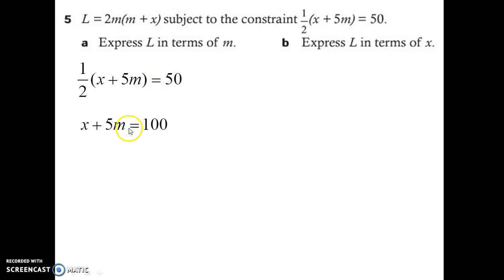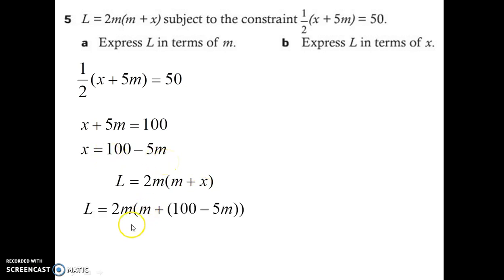I'm left with x plus 5m, and this was multiplied by 2 to make 100. Now I'm going to solve for x by moving the 5m to this side. So X equals 100 minus 5m. Now we take our L equation. We want this to be, again, in terms of m. So we want this to be rewritten with only L in terms of m. So replace this x with what we just found here. So this x will be replaced with all of this. So there it is, rewritten.